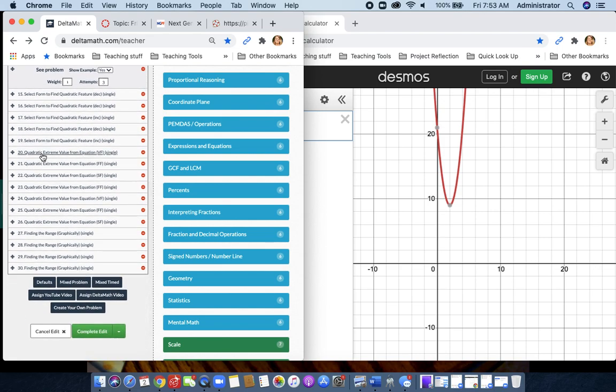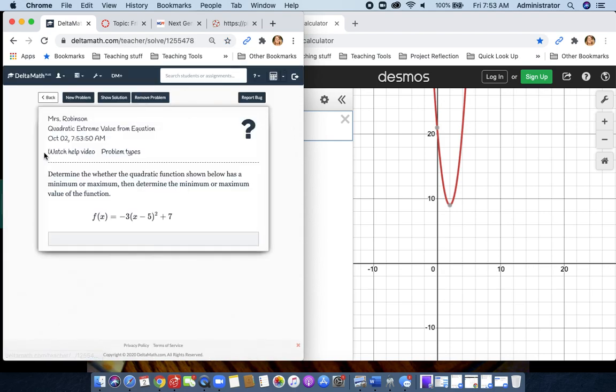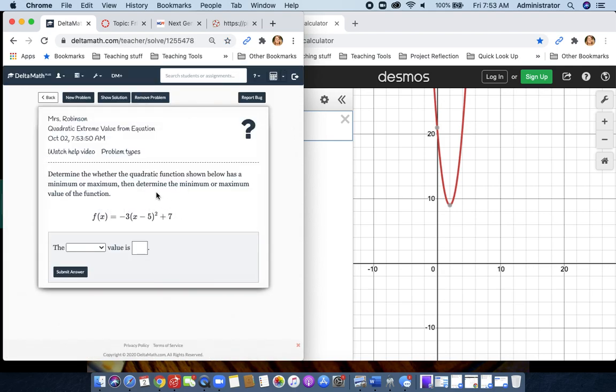All right. For number 20, you have to determine whether it has a max or min. So if we take a look at this, what form is this? Oh, it's vertex form. So remember what we said about max or min. We always use the what? We always use the y from the vertex. So I'm just going to write this out on notebook paper to remind you how to do these.